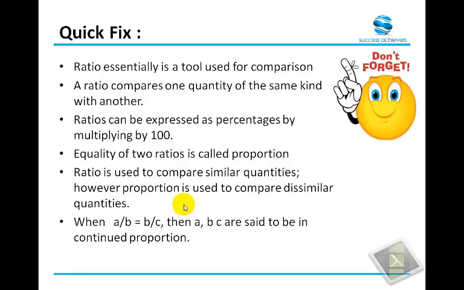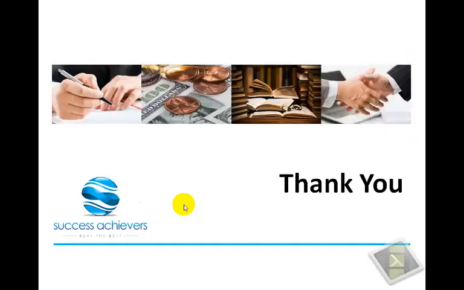When A by B is equal to B by C, then A, B and C are said to be in continued proportion. So that's all for today's class.